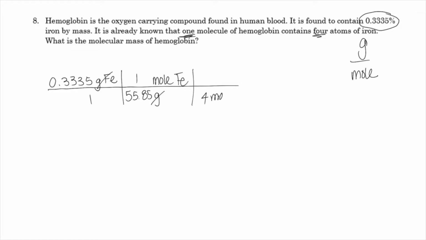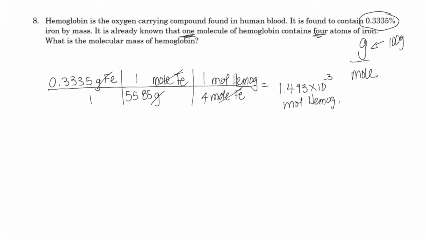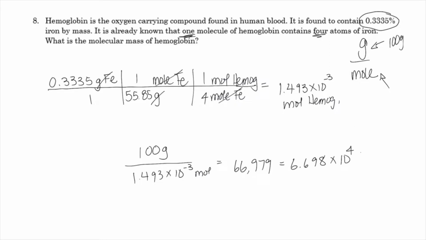So 4 moles of iron is per every 1 mole of hemoglobin. Now my moles of iron cancel, and I get 1.493 times 10 to the minus 3 moles of hemoglobin. Well, I know the mass that I have of hemoglobin because I assumed 100 grams total. I know the moles I have of hemoglobin, I just calculated it. So now if I take 100 grams and divide by 1.493 times 10 to the minus 3 moles, I get a molar mass of 66,979. With sig figs, it's 6.698 times 10 to the 4 grams per mole.